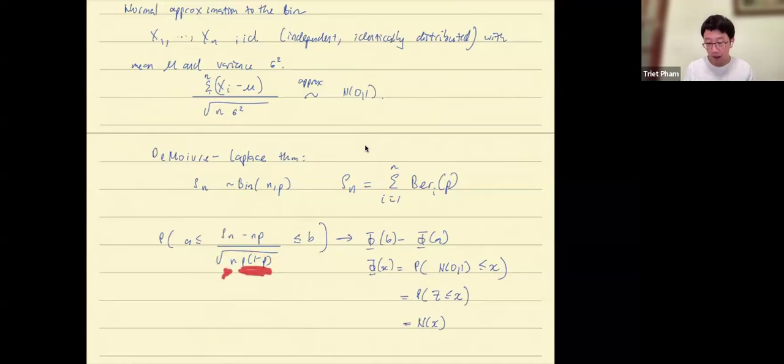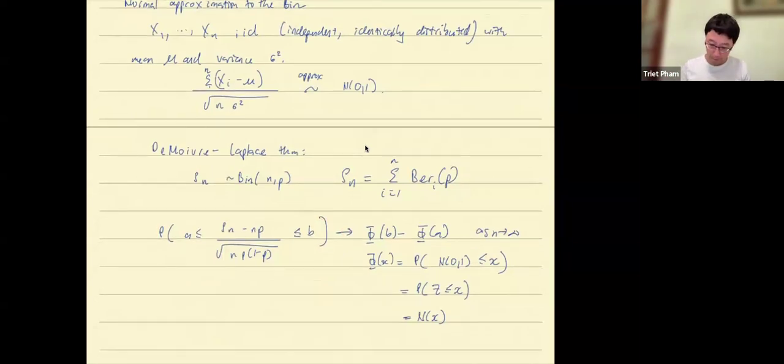And finally, the word approximately standard normal is expressed in more detail as the probability that this normalized sum is in between two numbers will be close to, this is converging to, as n goes to infinity, how the CDF of the standard normal behaves, or how the probability of a standard normal behaves. So that's the central limit theorem. Any question about this?